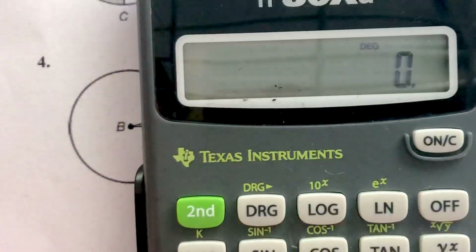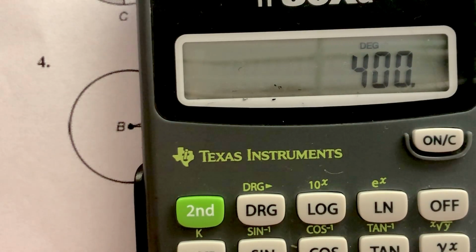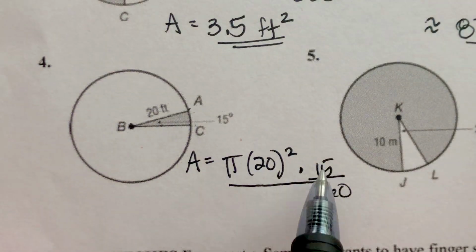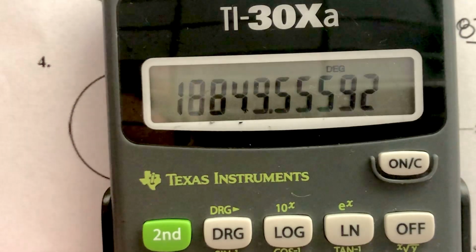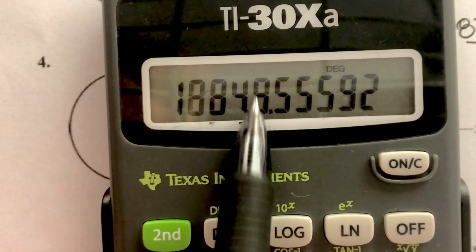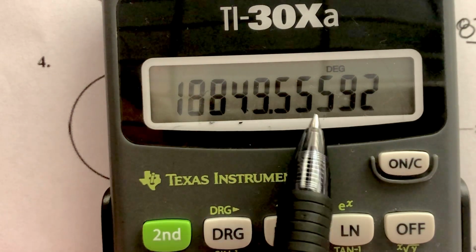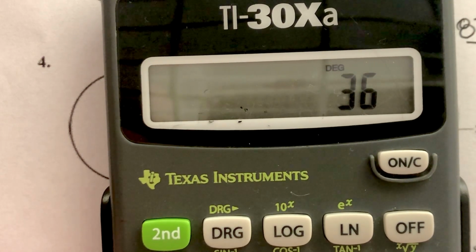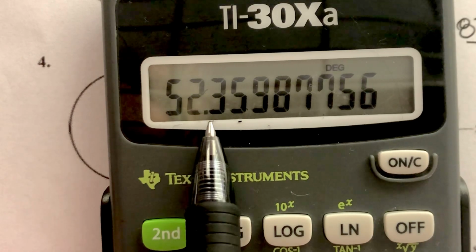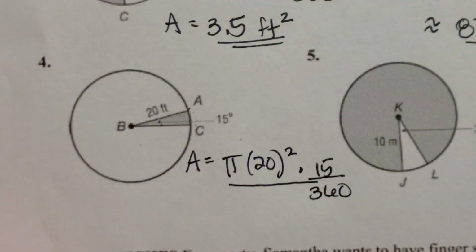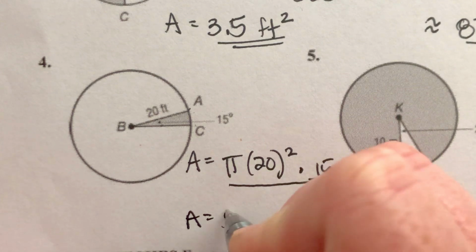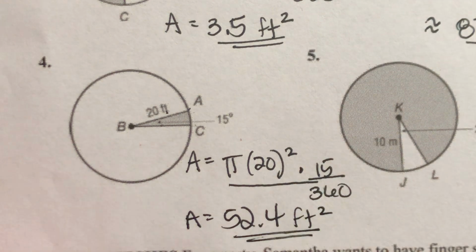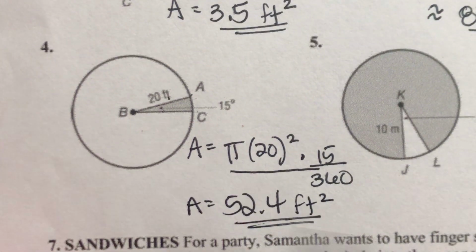Okay, so 20 squared equals 400 times pi times 15 equals, so the area of the entire circle is 1884.95, so about 1885, right? And then we're going to divide by 360. So about 52.4. 52.4, and that is in feet squared. So it's a teeny tiny little portion of the entire circle.